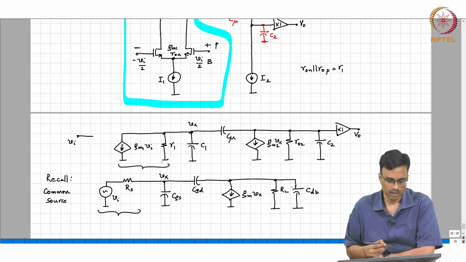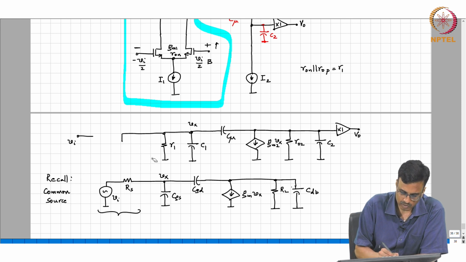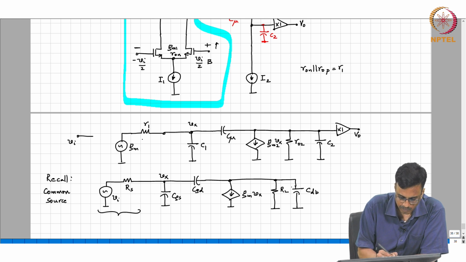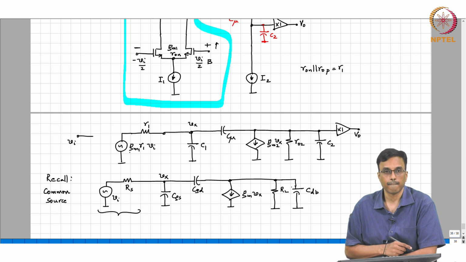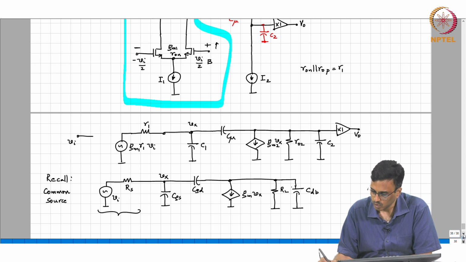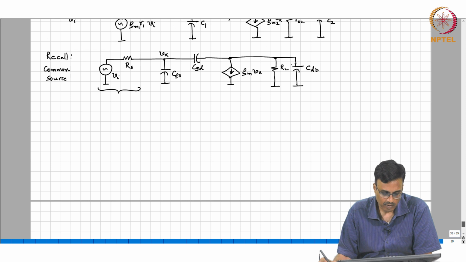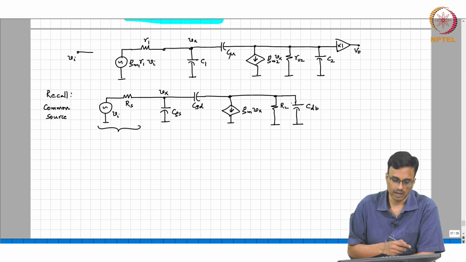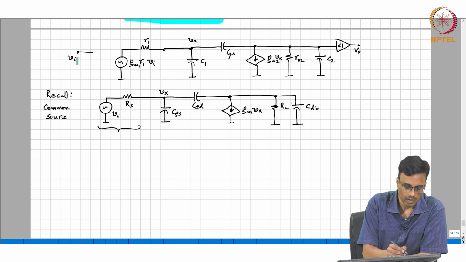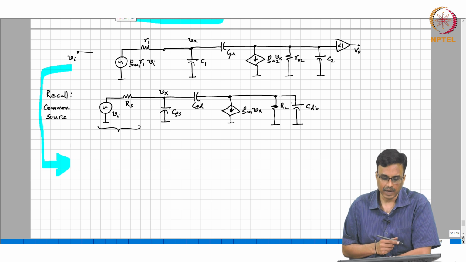So, what can we do? Well, if you want to just use the same formula, this is simply R1 and GM1 R1 Vi. Okay. So, can we just simply look at this and write down the formula? What is the DC gain?